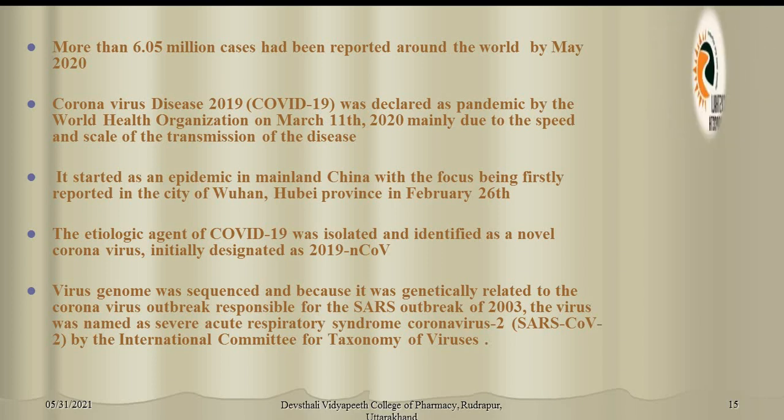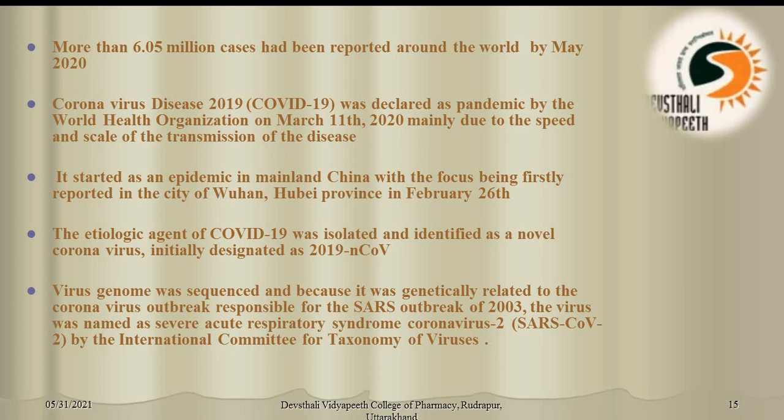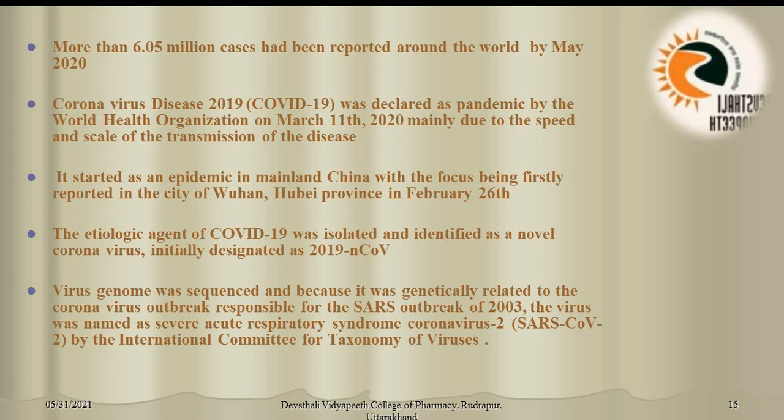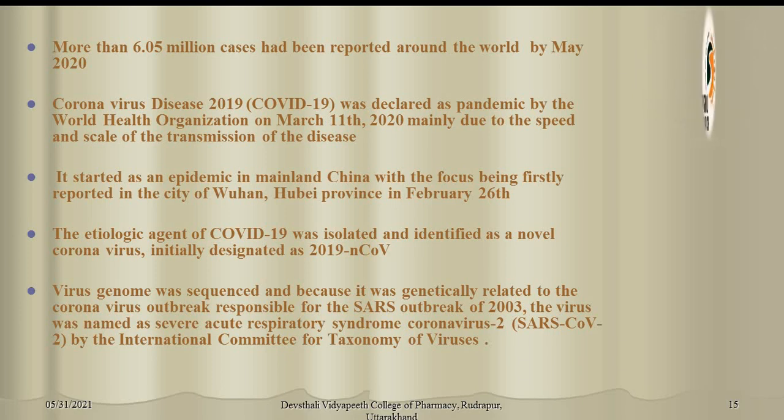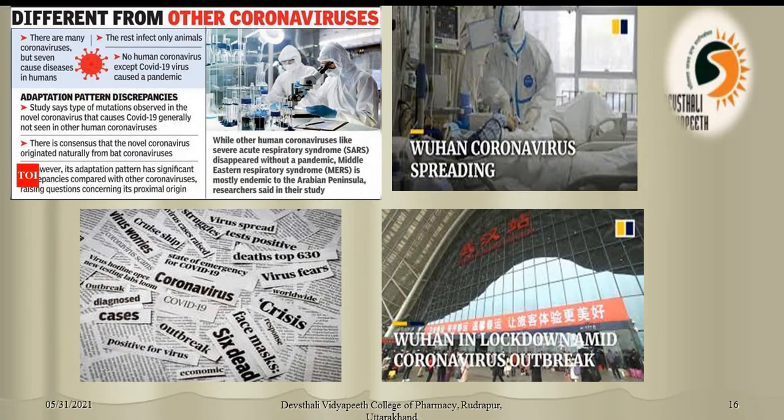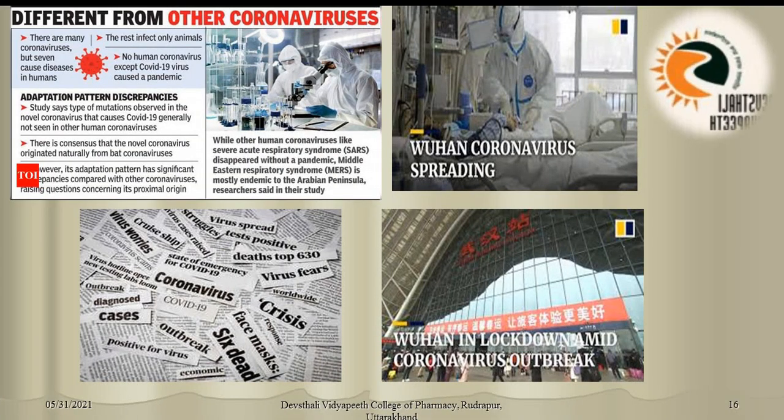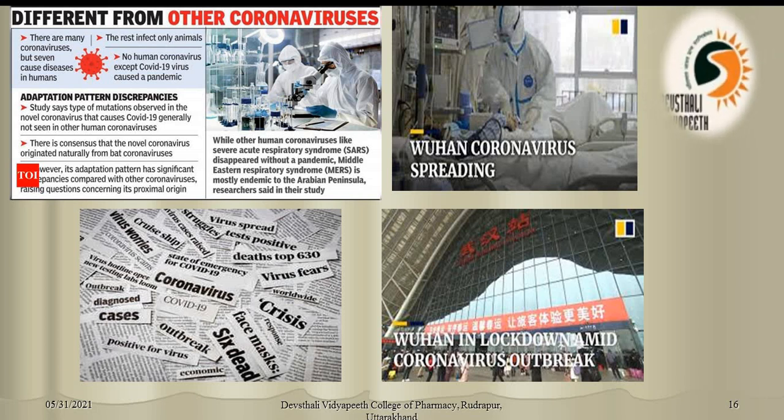So hence it is clearly seen that the name SARS-CoV-2 was given because the viral genomic sequence of SARS, which was seen in 2003, was similar to the one which occurred in 2019. As you can look at the different newspaper articles, the virus was different from the other coronaviruses, and it was declared a pandemic. Wuhan had a lockdown after the coronavirus outbreak.